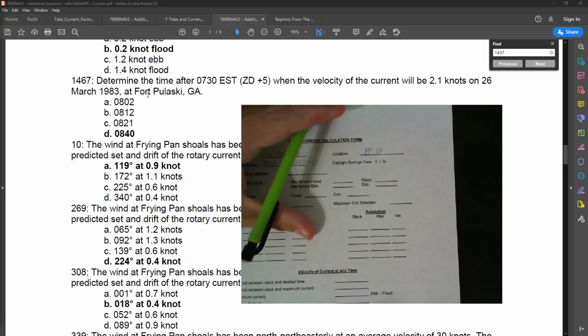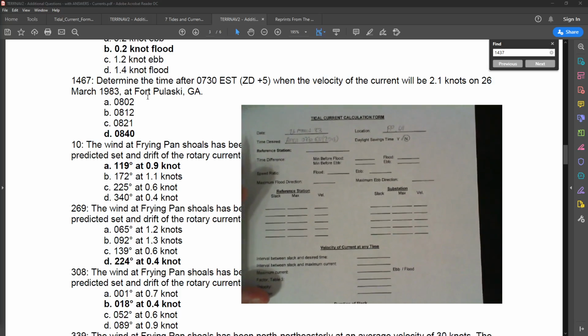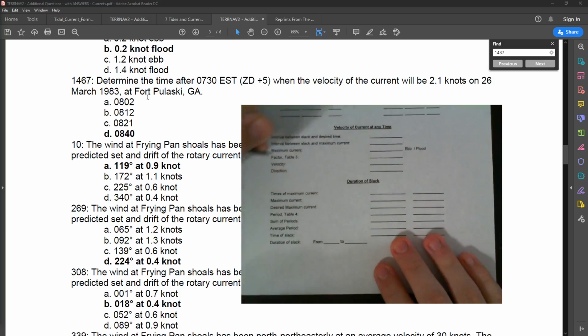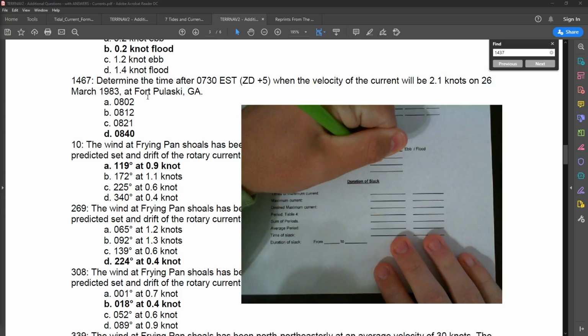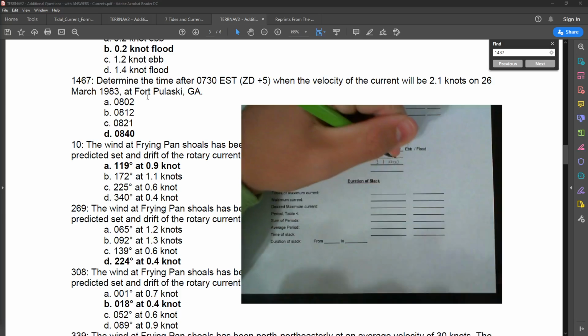Central Standard Time is not daylight, so we're going to say no to that. And we have one more piece of information to add to it, which is the knots. So we're going down to the velocity. We're going to write in 2.1 knots.